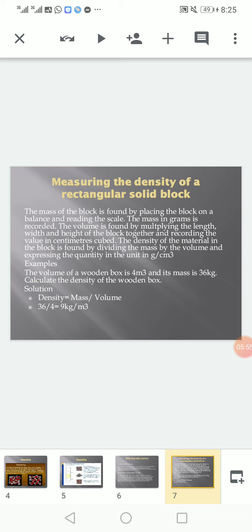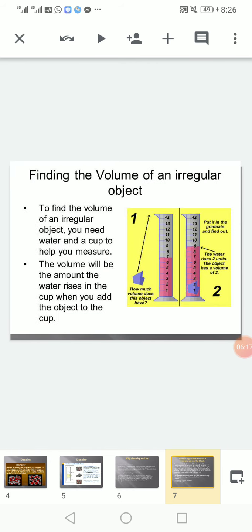The volume is found by multiplying the length, width, and height of the block together and recording the value in centimeters cubed. The density of the material in the block is found by dividing the mass by volume. Remember, density is mass over volume, and the answer you get could be in grams per meter cubed, kilograms per meter cubed, or grams per centimeter cubed.